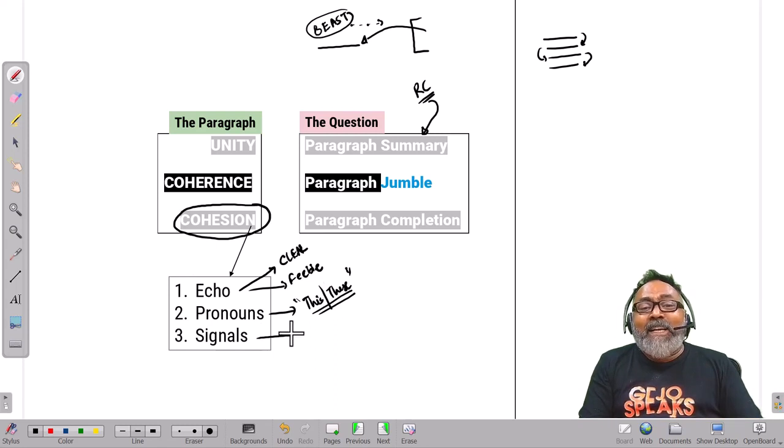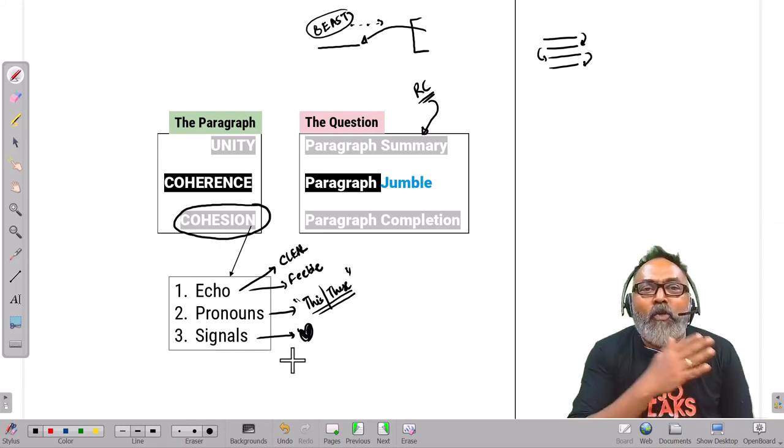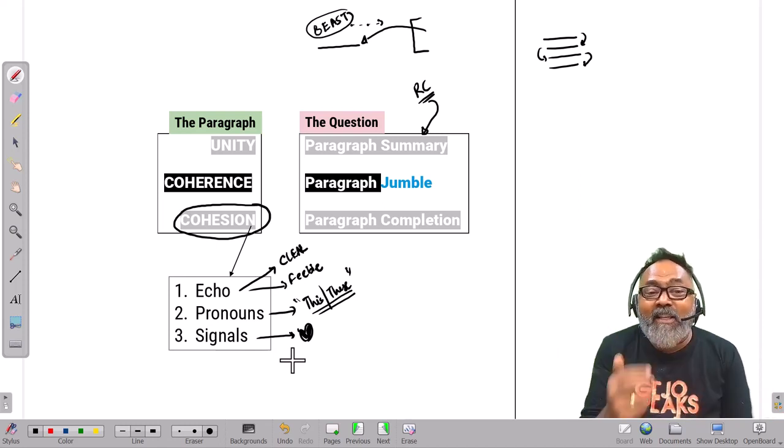And if there is a signal, it's fantastic. If I see a signal, it gives a clear idea as to what the author is trying to do. Author wants to make a contrast, author wants to give an example, author wants to add on to something. So these are the things that I'm going to use.